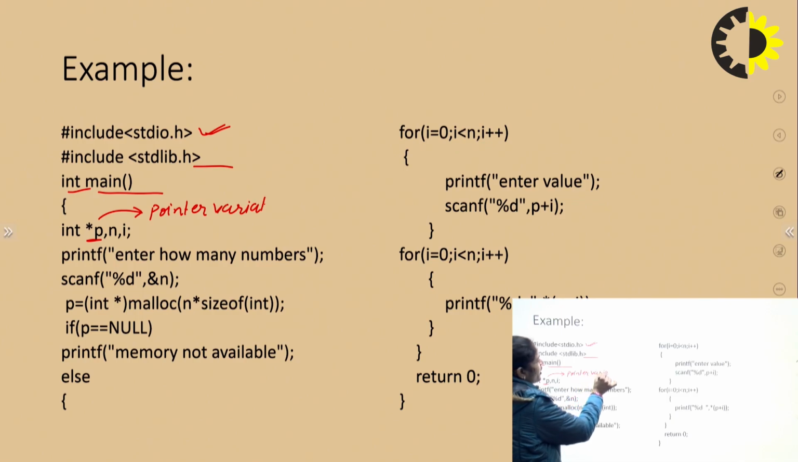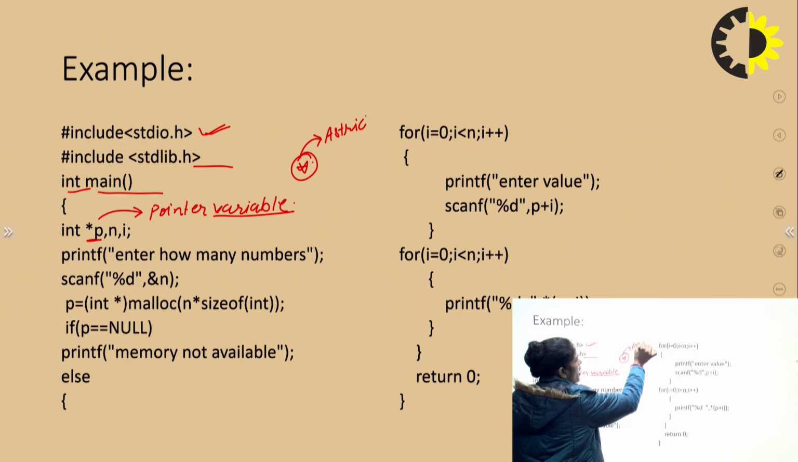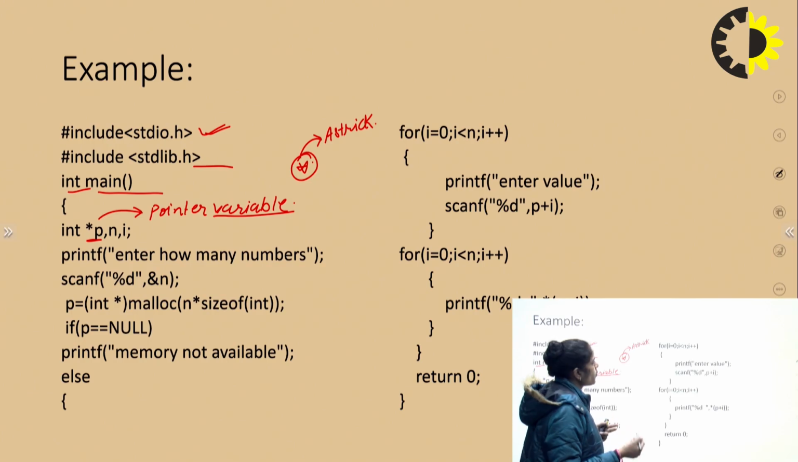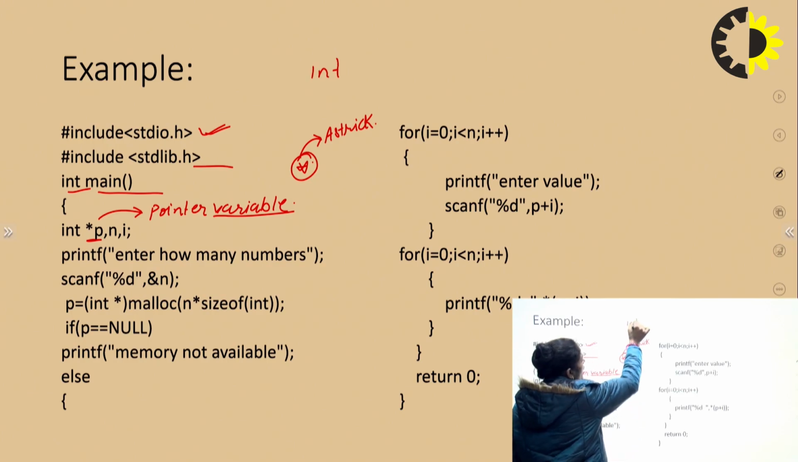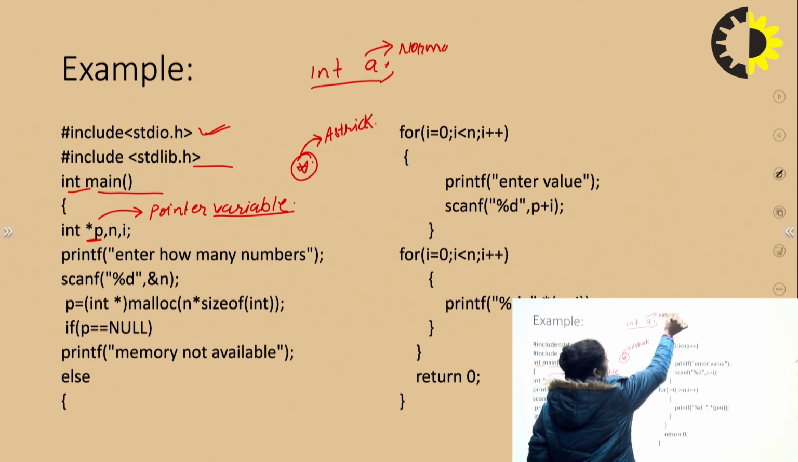What is the identification of a pointer variable? Basically, it differentiates from a normal variable by this particular symbol. This symbol is an asterisk, and it specifies that a variable is a pointer variable. Let's say I am declaring a variable a, so this is a normal variable. Are you getting my point?